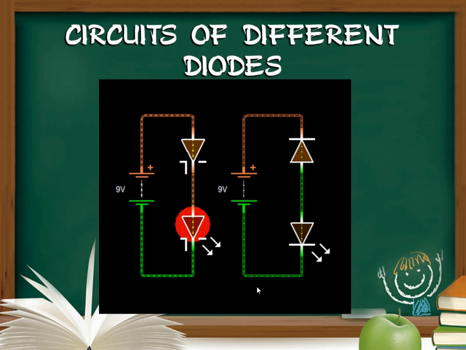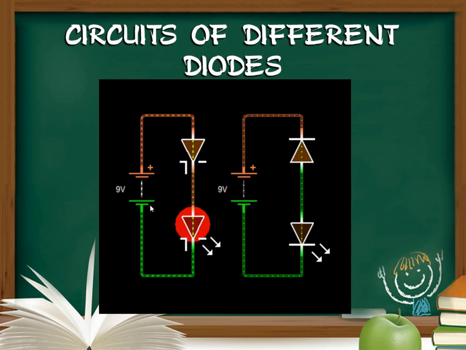So here is a circuit of different types of diode, and it explains what we've discussed earlier. A diode allows electrical current to flow in one direction, and when this diode is reversed, it doesn't allow electrical current to pass.